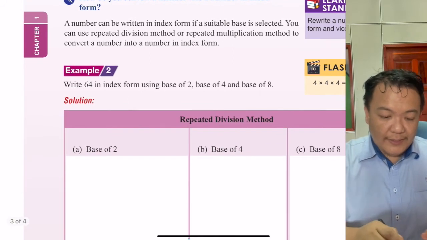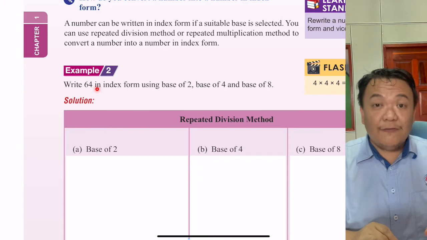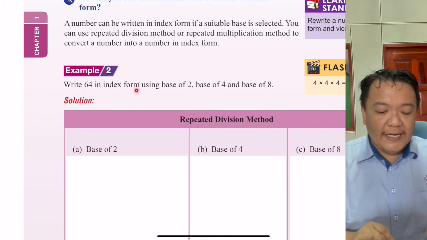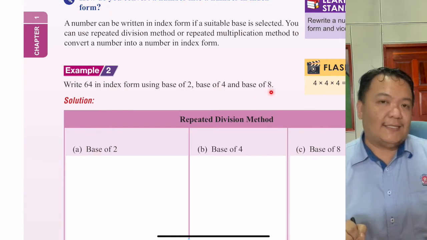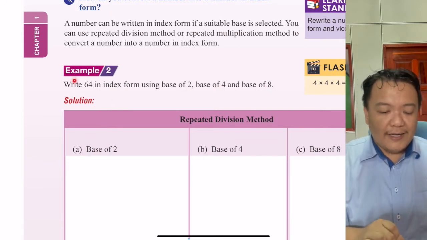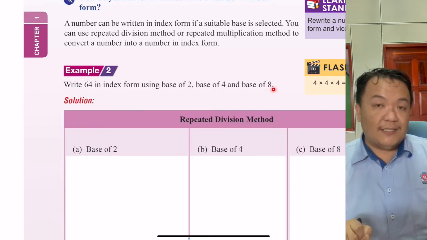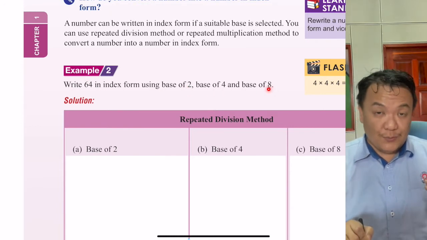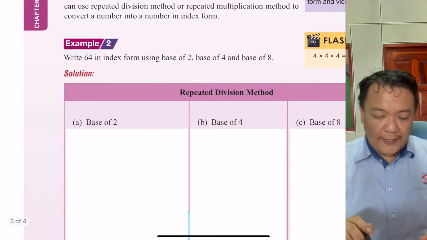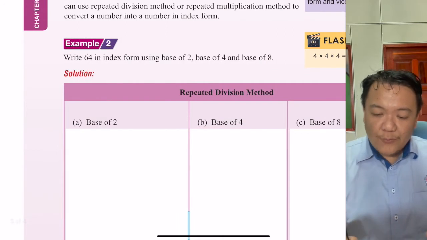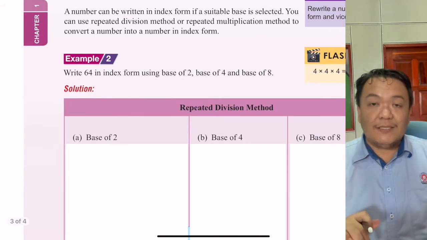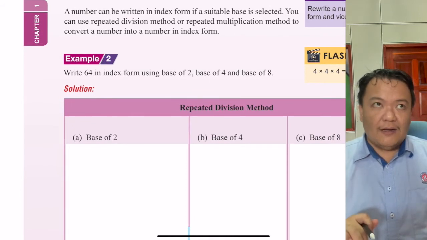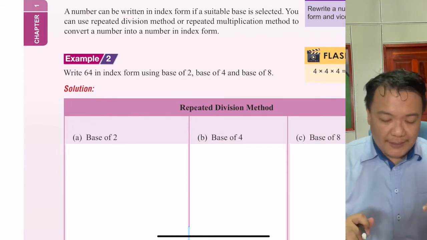Over here we have, write 64, one number, in index form using base 2, 4 or 8. So actually we can write 64 in three base forms. So let's do it. How can we do it? The first one, we can use the repeated division method, pembahagian berulang.